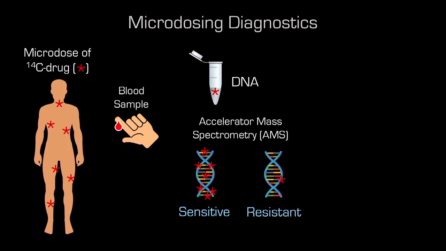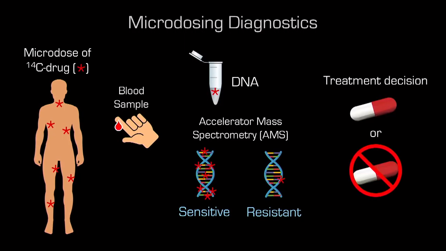If you have a lot of the drug bound to your DNA, that means it's interacting with the DNA and it has the potential of killing cancer cells. So you're going to be sensitive, or you're going to be someone who wants to get the treatment. If you don't have very much chemical bound to your DNA, that means you're probably going to be resistant to the treatment, and it's not going to help you because it's not going to kill the cancer cells. So we could make an informed decision now based on this test on who is going to benefit from the drug treatment and have an advantageous outcome from their cancer treatment.